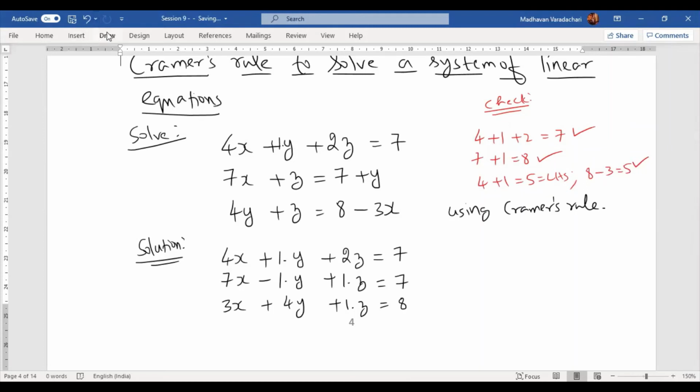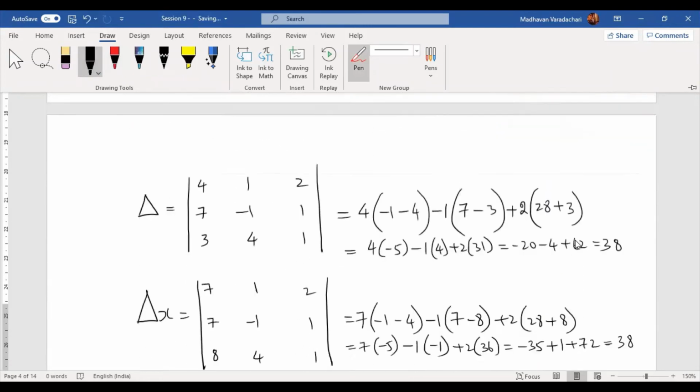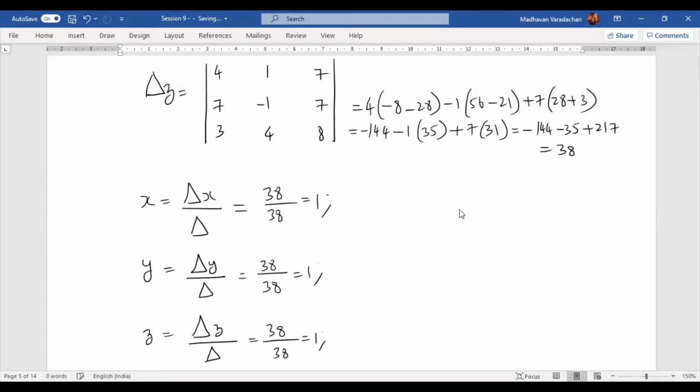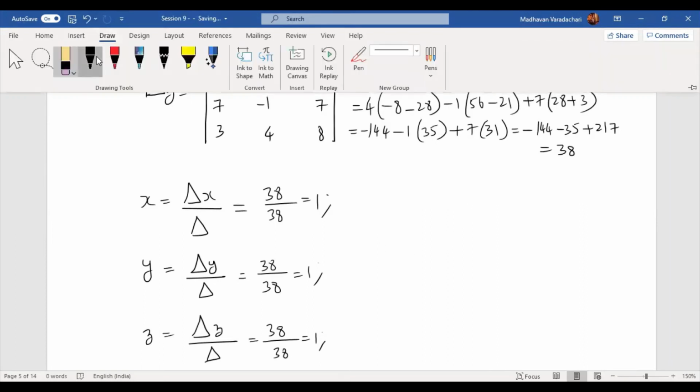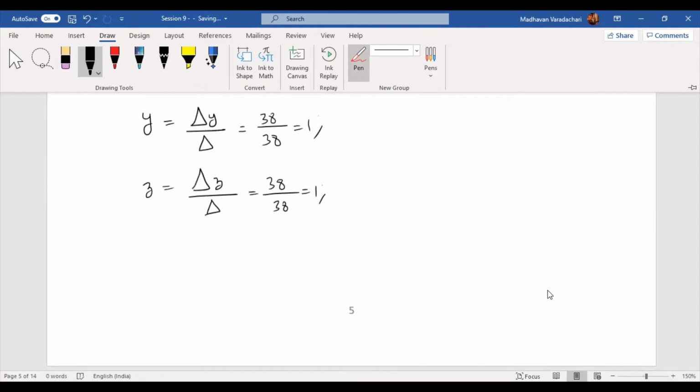So we can verify after getting a solution whether it satisfies all the equations or not. So this we call Cramer's rule. Anyway, the check I did in the above itself, I can rub it here. Cramer's rule, we use determinants to solve simultaneous linear equations.